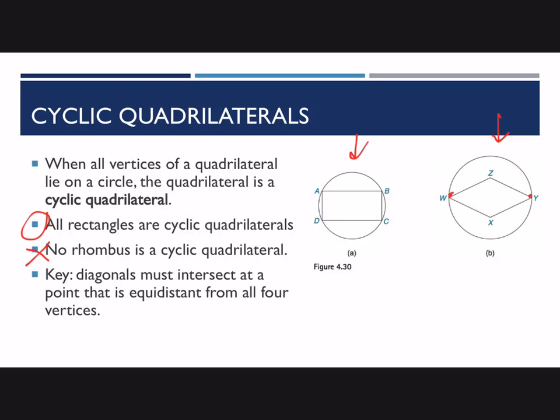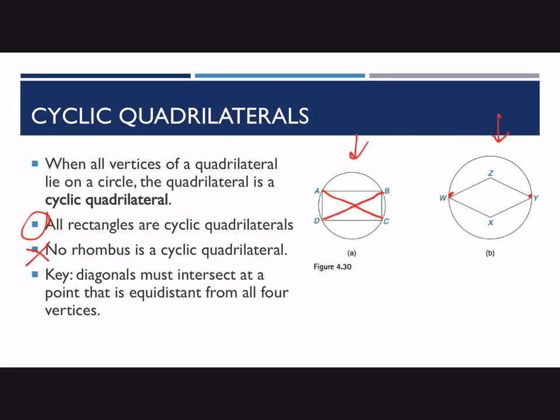Alright, the key to decide whether or not a shape can be cyclic, you have to see if the diagonals can all intersect at a point that is equidistant from all 4 vertices. Right, so let's use this rectangle as an example. If I draw in the diagonal AC, right, notice that since the vertices are on the circle, then we've got a chord that runs through the circle. All right, and then I've got another one from D to B.